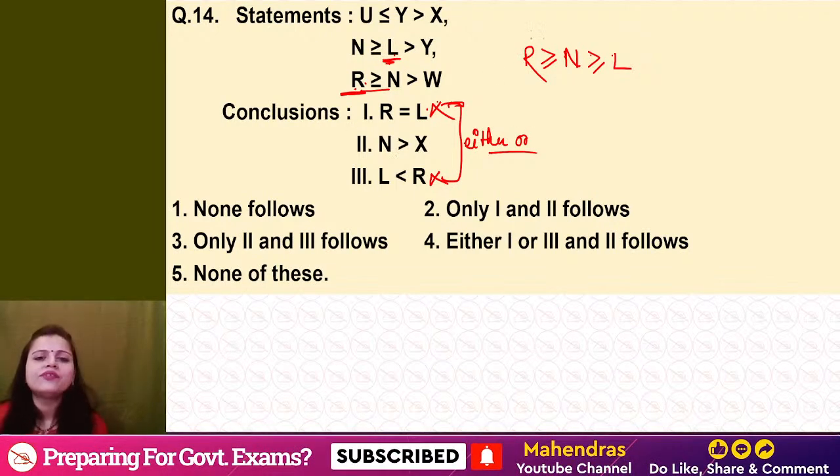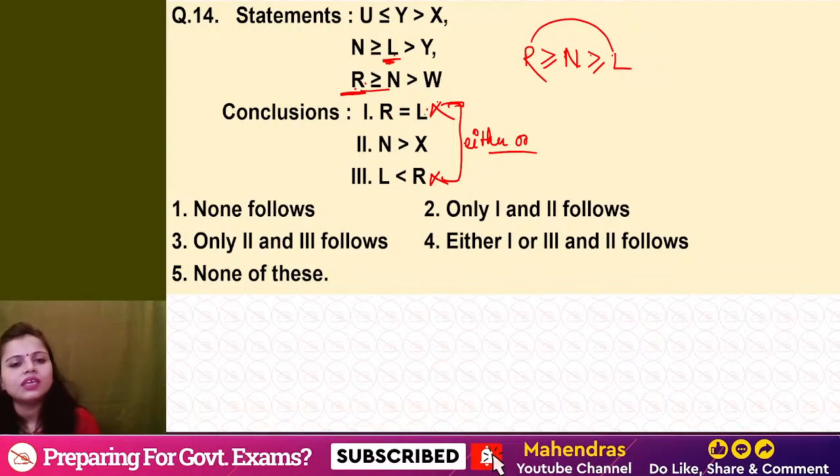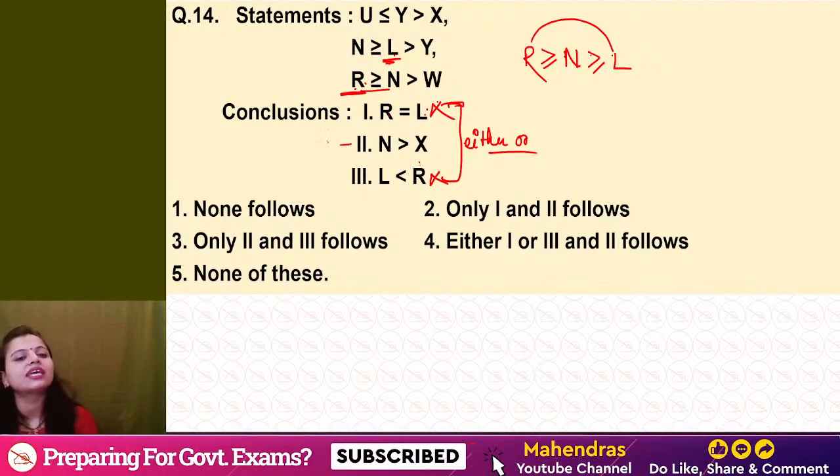And between R and L we need two signs only. R is greater or equal to N. So first one is saying equal and second one is saying R is greater. So that means first and third they're following the either or case. Okay. Now just check the second one.